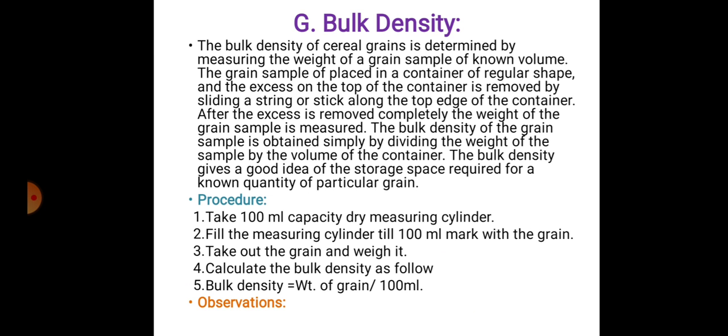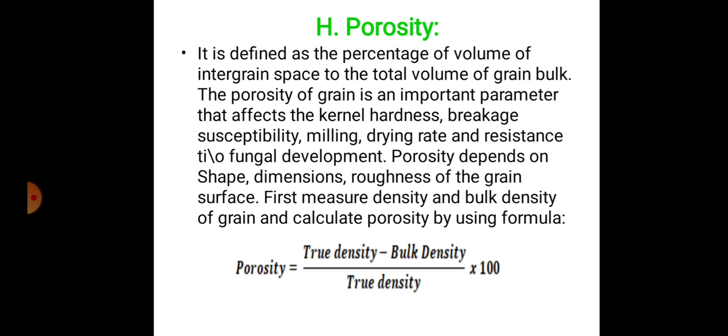Procedure: take a 100 ml capacity dry measuring cylinder. Fill the measuring cylinder till the 100 ml mark with the grain. Take out the grain and weigh it. Calculate the bulk density as follows. Bulk density is equal to weight of grain divided by 100 ml.